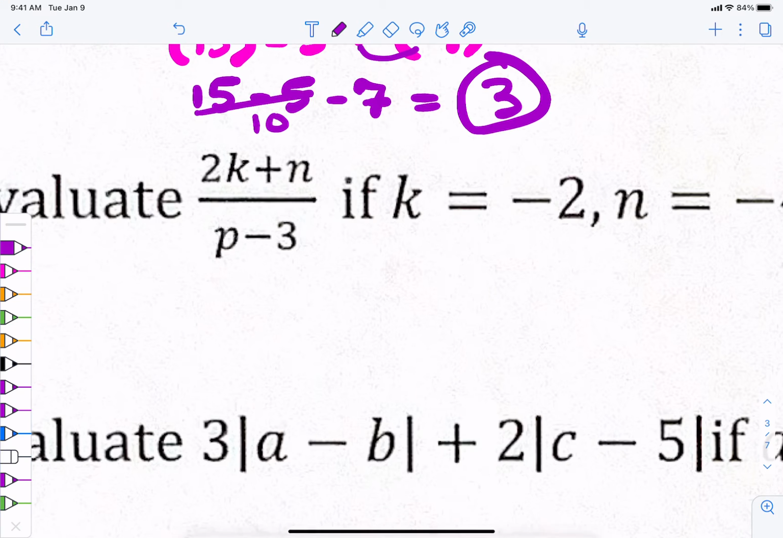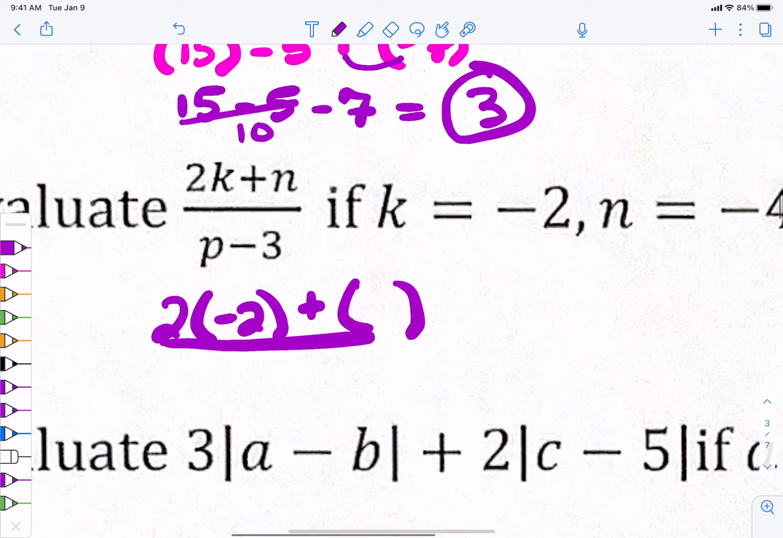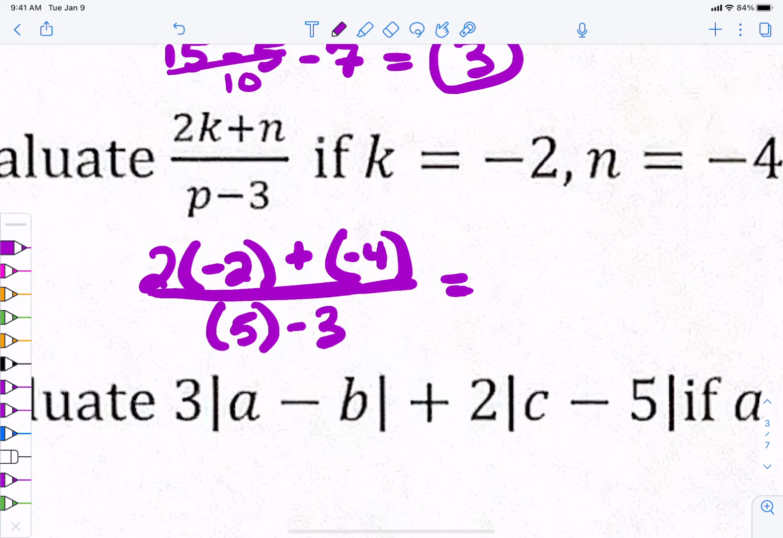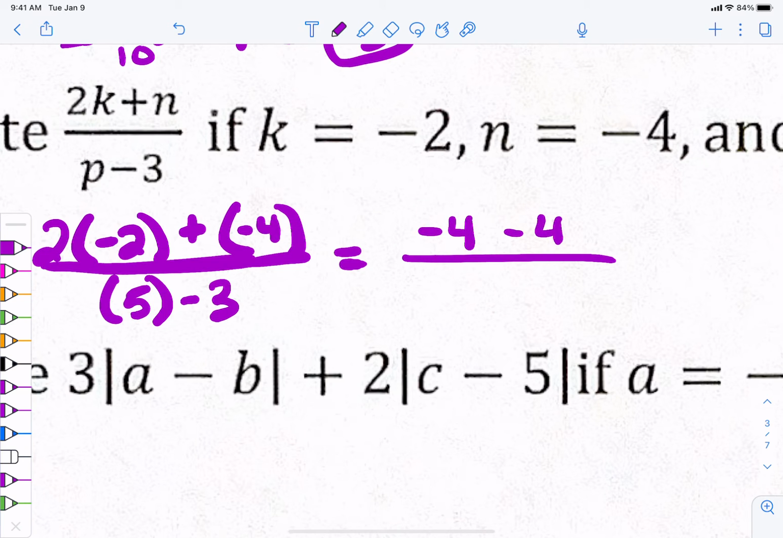2k plus n over p minus 3. I'm going to start my division bar here. 2k is -2 plus n is -4 all over p minus 3, and p is 5. So I have 5 minus 3. Okay? All right, so let's simplify the top. What does your top look like? Just do the next step. -4 minus 4, because I'm going to combine the plus and minus together. 5 minus 3 on the bottom is 2.